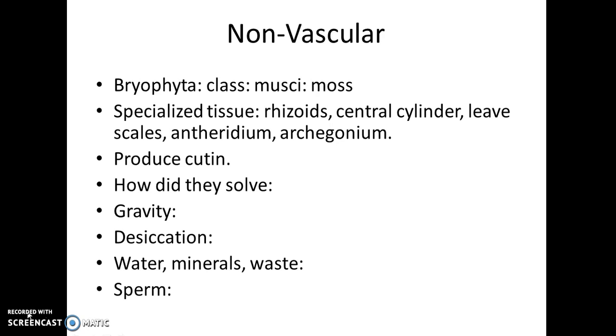Now, how do they solve the problems of gravity, desiccation, water, minerals, and sperm? Well, they didn't. Right? They didn't, and they didn't, and they didn't. So these things are really small. They didn't grow that big. They have cutin, but they need to be in moist environments or else you'll have dead moss. They need water for minerals and waste. And their sperm still swims, so in order for moss to reproduce, they need water, rain, something.